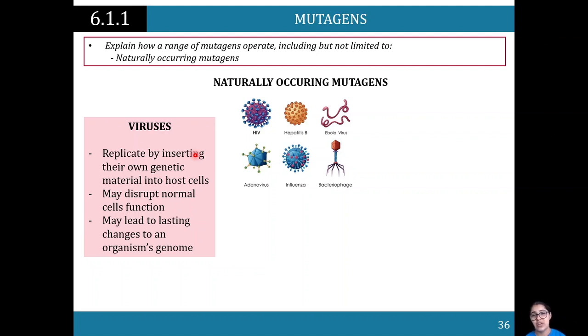Viruses don't have the machinery to make their own proteins, so they need another body to survive, like a human body. They get into our cells, gain entry, and hijack our whole transcription and translation machinery to put in their own genetic material so that their proteins can be produced. These are some examples of viruses: HIV, of course, which leads to AIDS, Hepatitis B, Ebola virus, adenovirus, influenza, and bacteriophage.